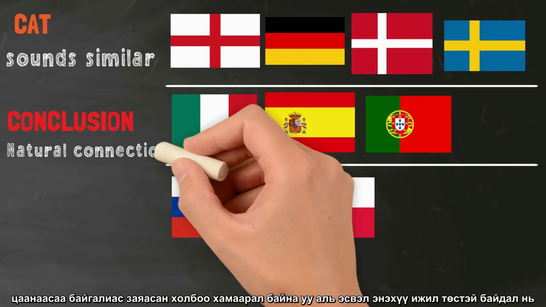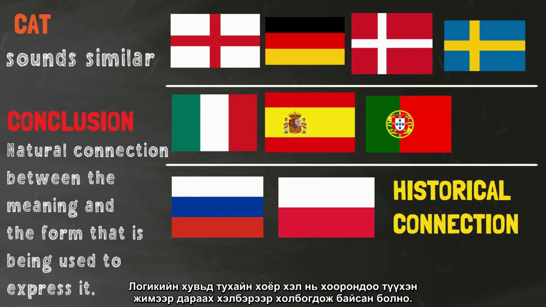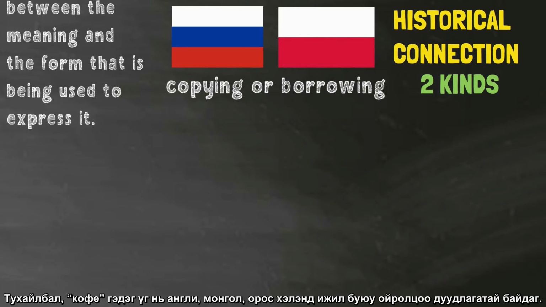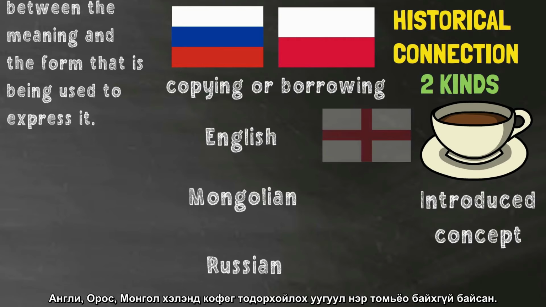Or, maybe the similarity says some kind of historical connection between the two languages. The historical connection between the two languages could logically be of two different kinds. First, it could be that copying or borrowing is involved. For example, the word for coffee is the same or similar in English, Mongolian, and Russian, as this word is an introduced concept in these countries. Originally, coffee would have had no indigenous name in England, Russia, and Mongolia.